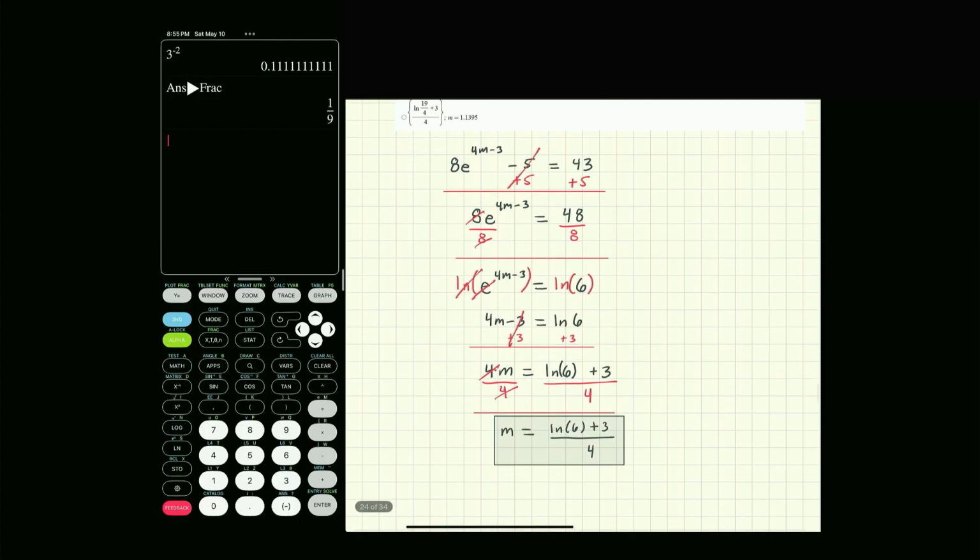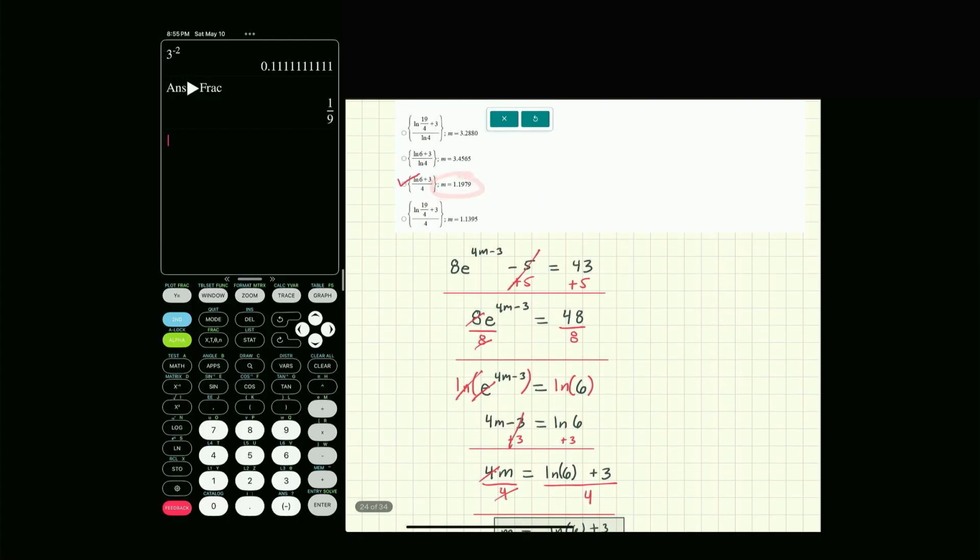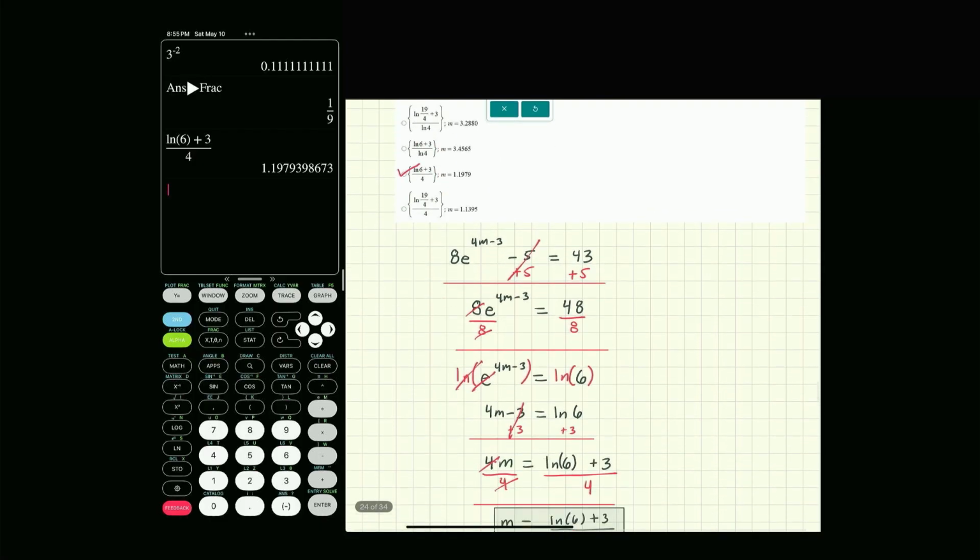And if you wanted to plug this in your calculator and make sure it matches the approximate value there, you could. Natural log of 6 plus 3. And yeah, that matches. So that was 21.